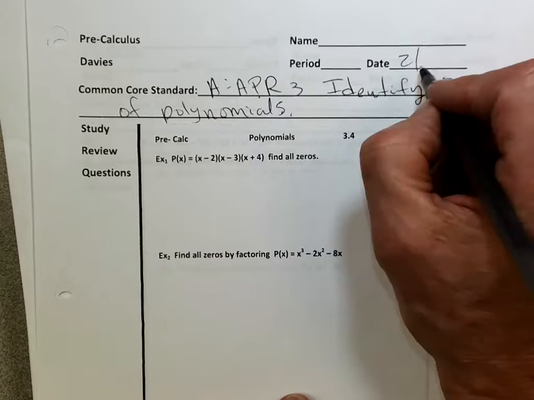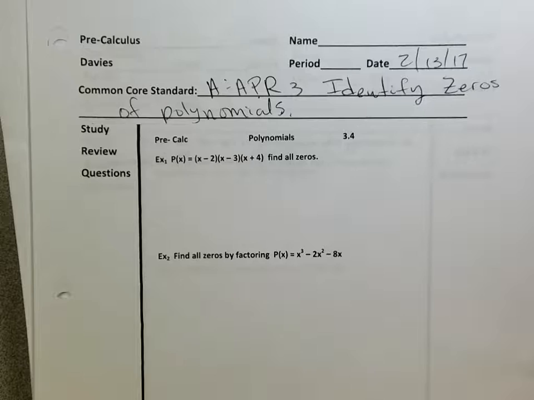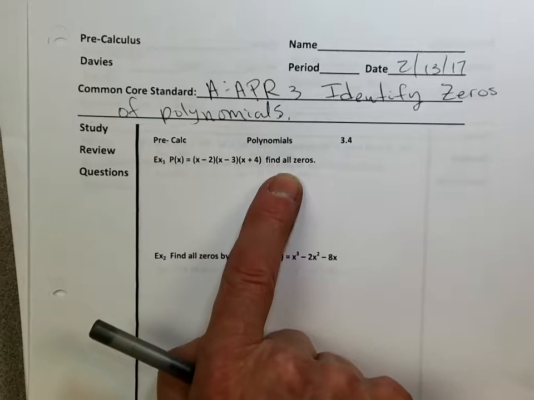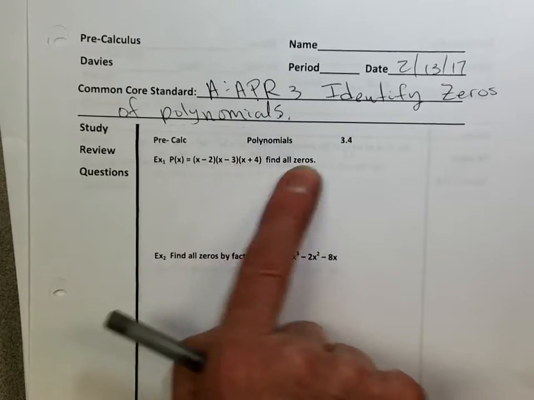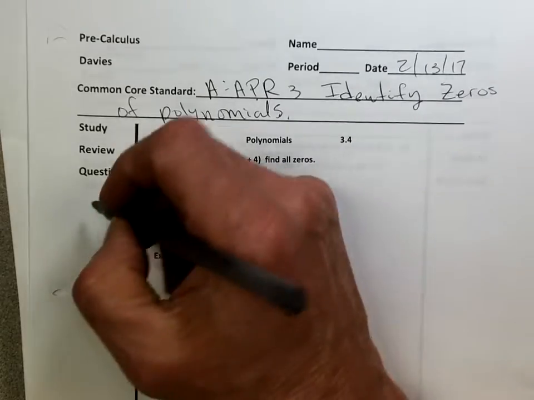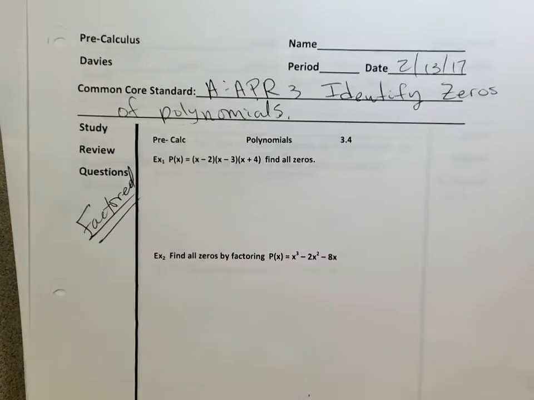2, 13, 17. Okay, now here's the trick. There's lots of ways to find zeros. Lots and lots of ways. The easiest way, the fastest and the easiest way is by factoring. Okay, Elijah? Now, the nice thing about the first example, it's already factored. Don't mess it up. Don't start multiplying it because it's already factored. So this one's already factored. So if it's already factored, most of the hard work is done.